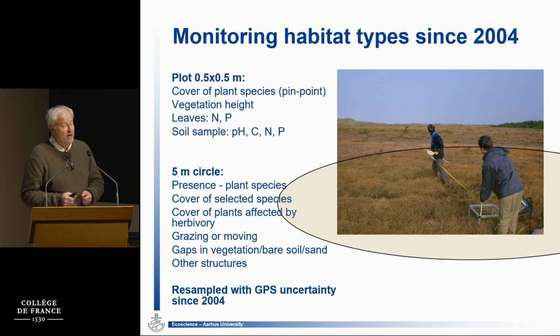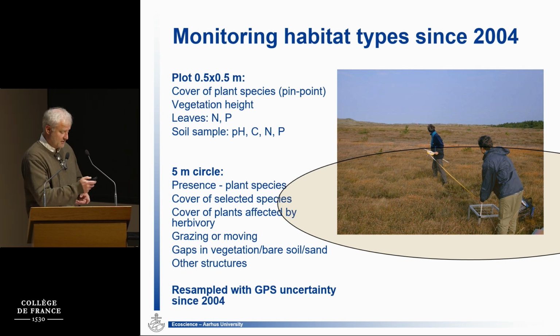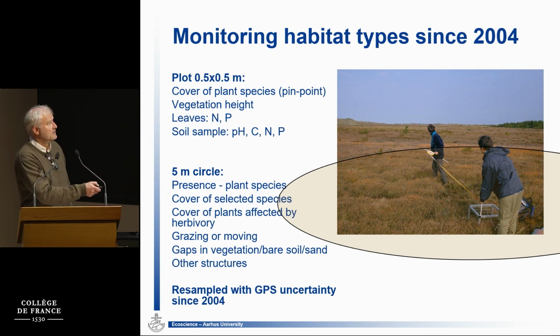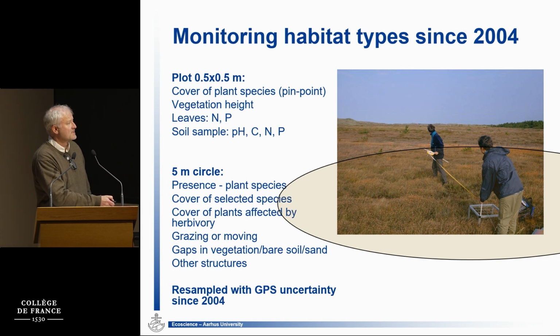So what do we do at each plot? In the center of the plot, we put this pinpoint frame, and I'll come back to that later on, but we use that for measuring abundance. There are 16 points in this frame. It's half by half meter, and then there's a circle around it with a radius of 5 meters.